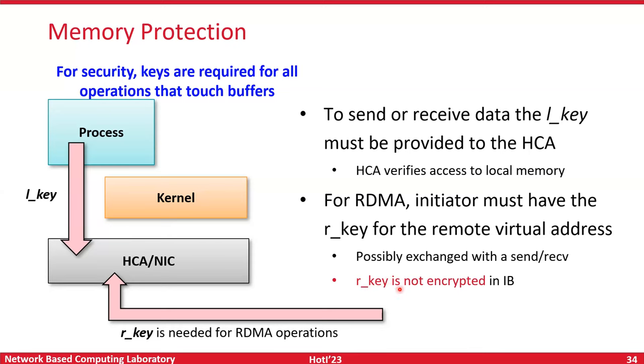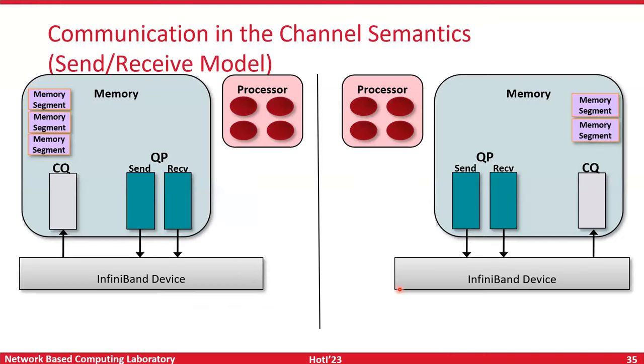And these are actually very expensive routers. They do online encryption without any performance degradation. But for most of the common examples we'll be seeing, the R key is not encrypted, because you don't want to go over that overhead and you also don't want to use any expensive routers.